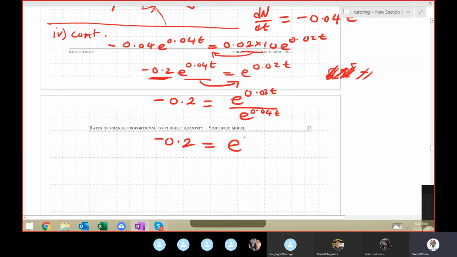So negative 0.02t. Now what do you do to both sides? Now you would log it, and then there's a big problem. The problem is the fact that I'm going to log this negative here. It's going to cause some issues.